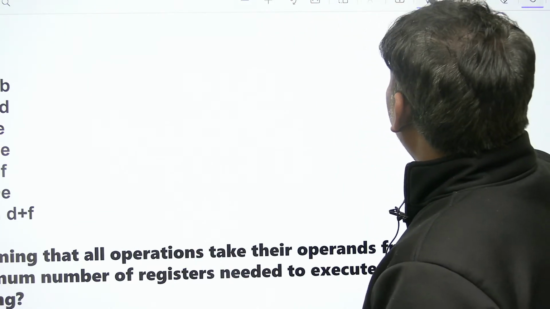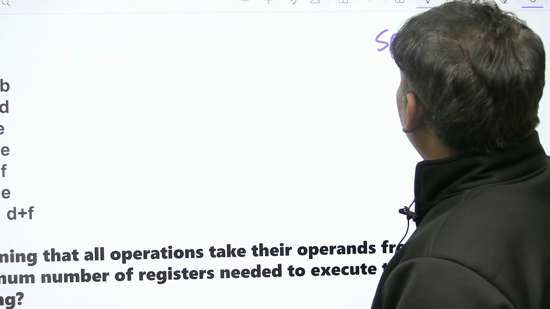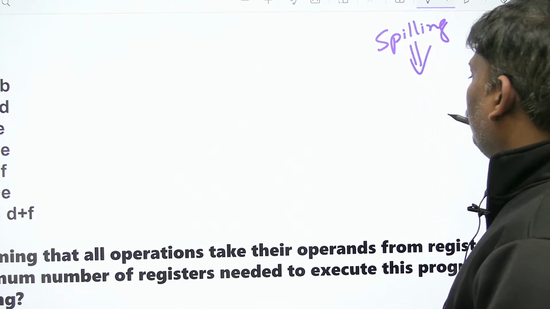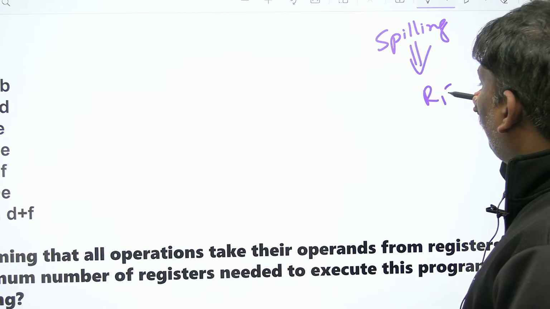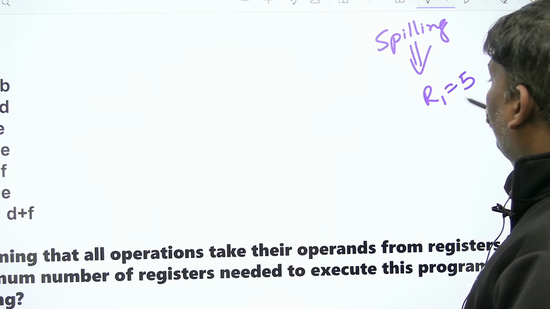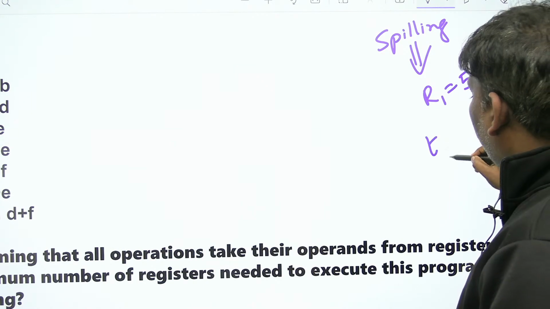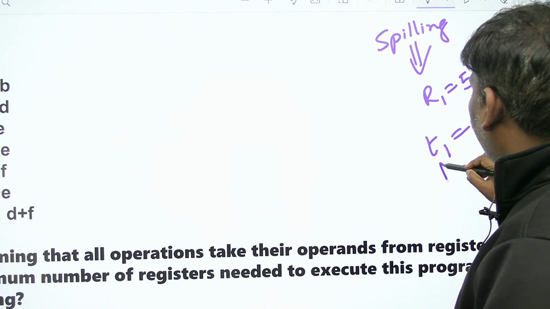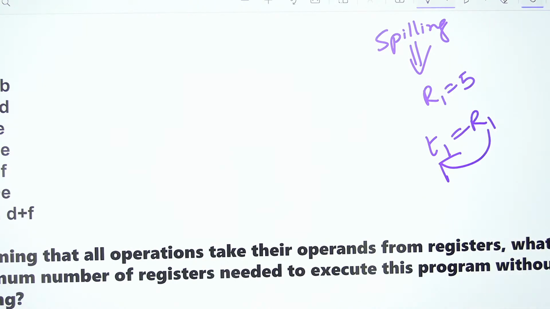See everyone, I am writing the meaning of spilling. Assume that R1 value is already 5. So if I write T1 is equal to R1, what is the meaning? R1 value you are storing in T1. This is called spilling. You are storing register data in a temporary variable temporarily, so that you can keep some other data in that register.